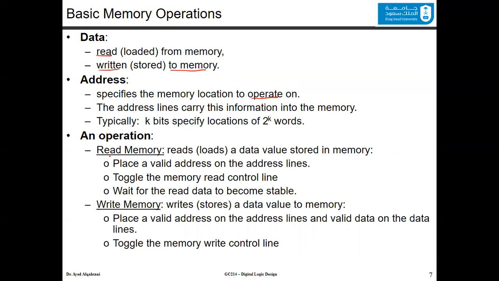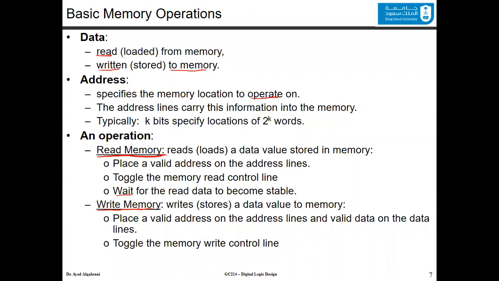The operation being reading the memory or writing the memory, and the read memory operation reads or loads a data value stored in the memory. The operation happens like this. First, we place a valid address on the address line, and then we toggle the memory read control line. We wait a little bit for the data to be prepared from the memory and become stable on the output lines. This way, we complete the read.